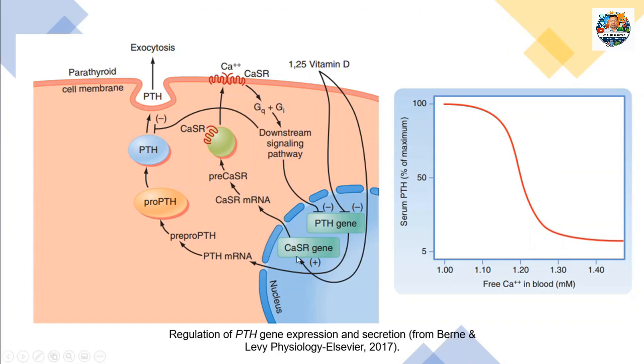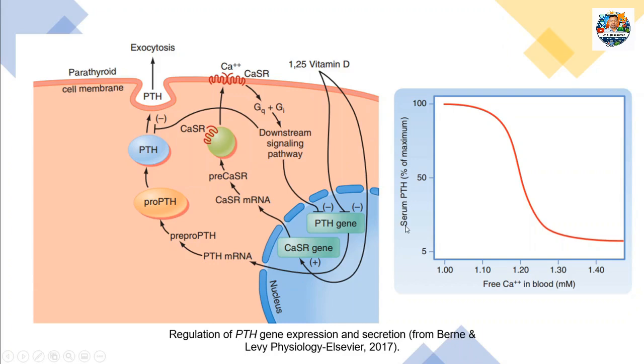Production of more calcium sensing receptor will allow more sensitivity to the change in the calcium ion in the plasma. Here you see the effect of this serum parathyroid hormone level on the free calcium in blood.